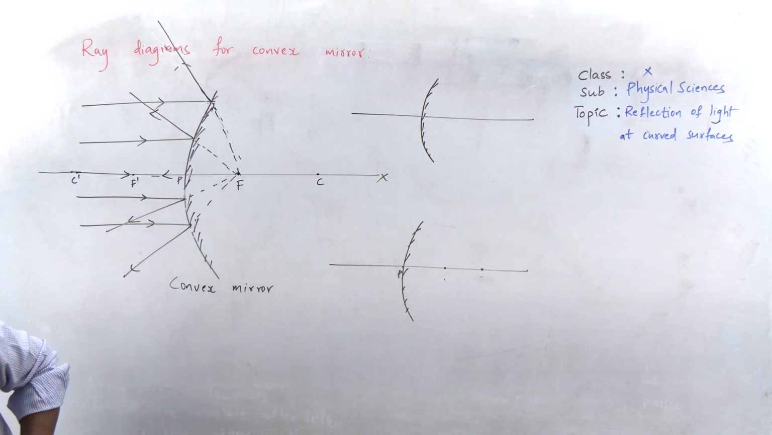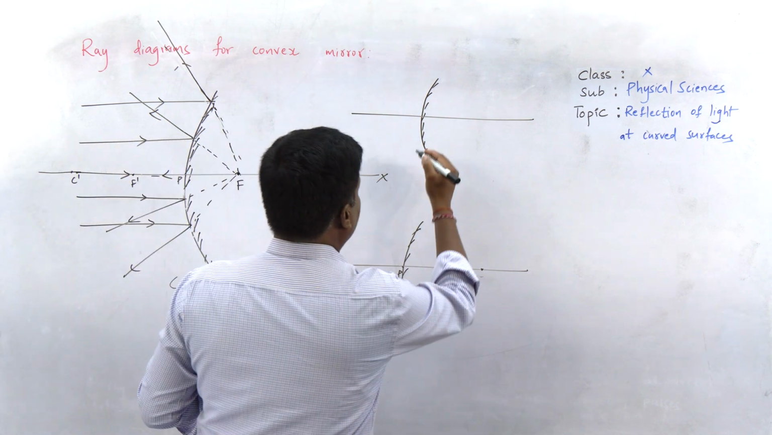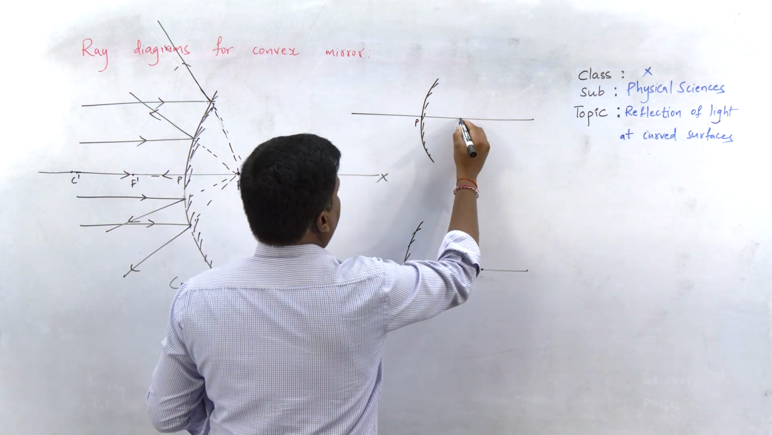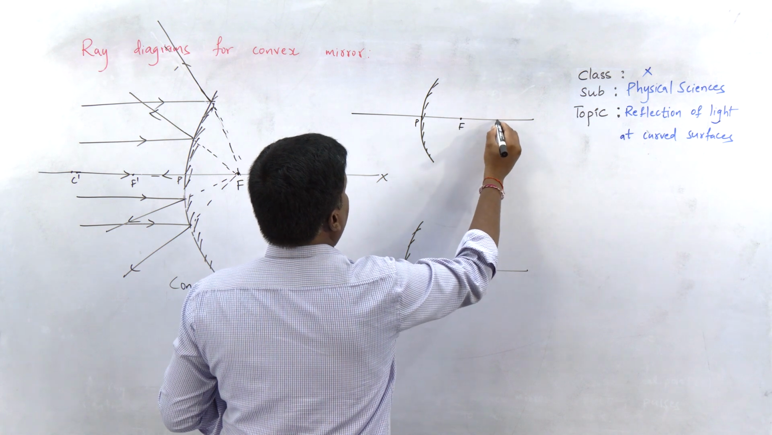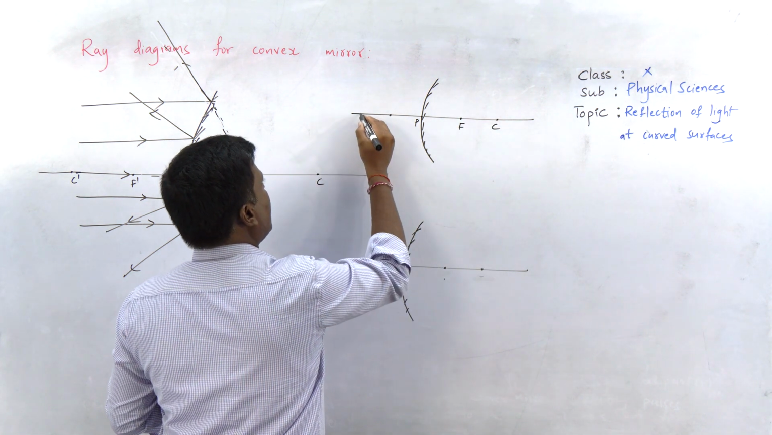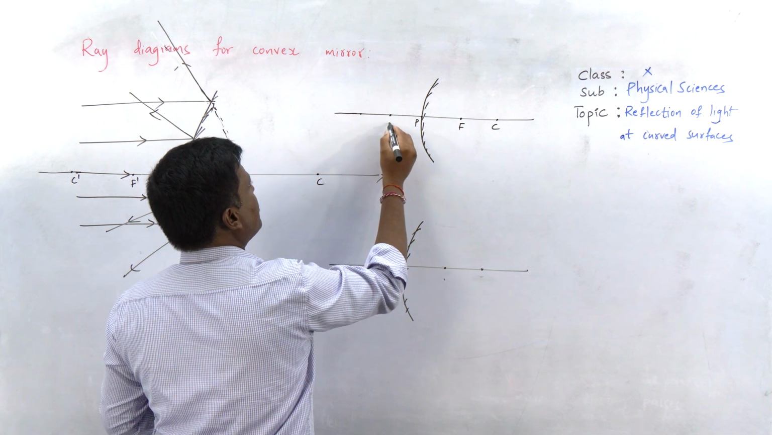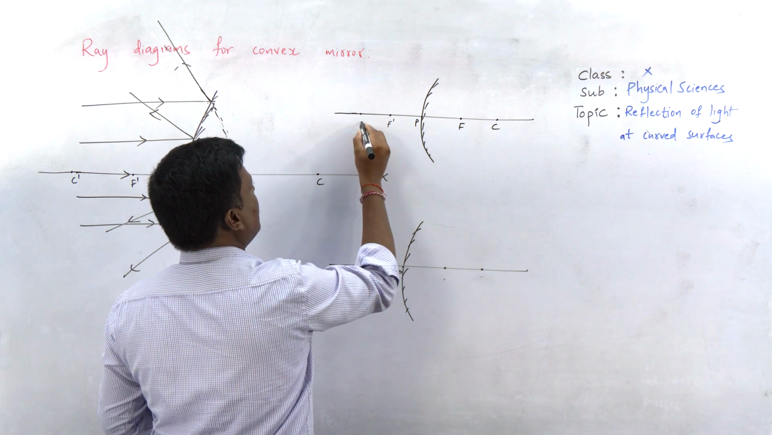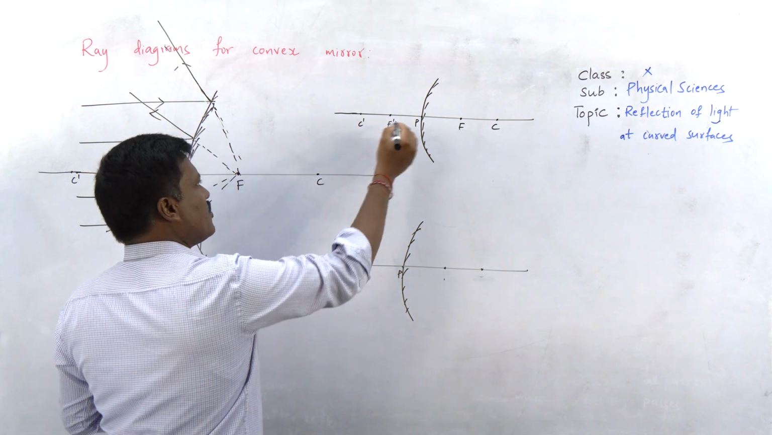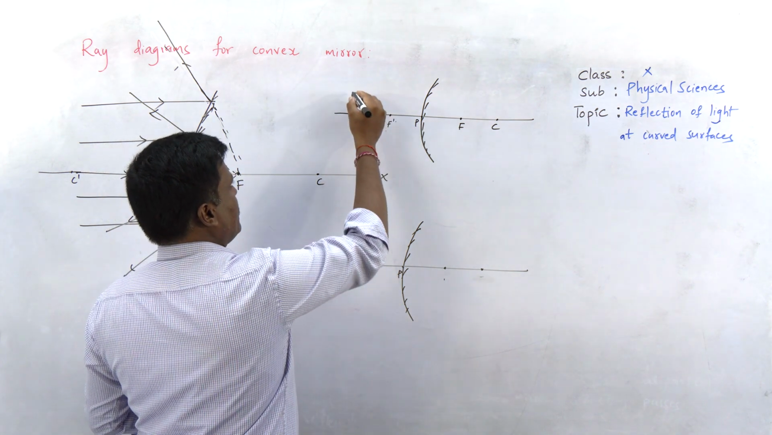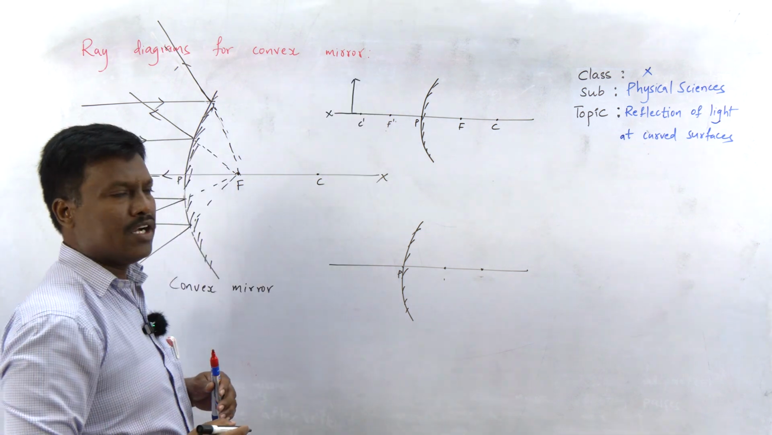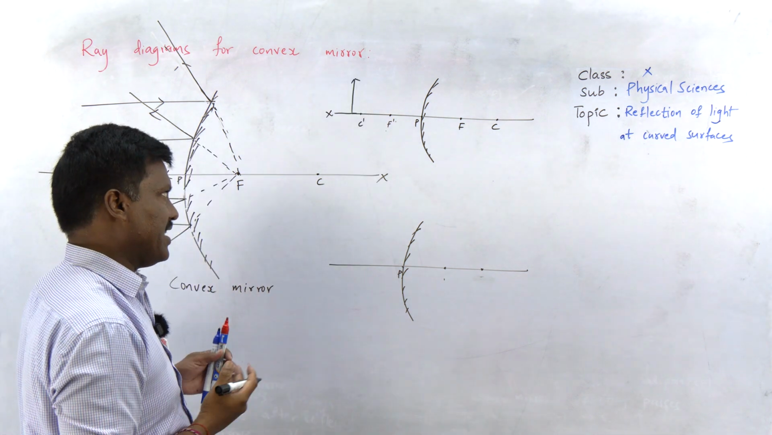Now we are going to draw the ray diagrams, the rules to draw the ray diagram for convex mirror. This is the real focus, this is the real center of the curvature. This is the virtual focus and this is the virtual center of the curvature, F dash and C dash. We can place the object anywhere on the principal axis. For example, let me place the object beyond the center of the curvature.